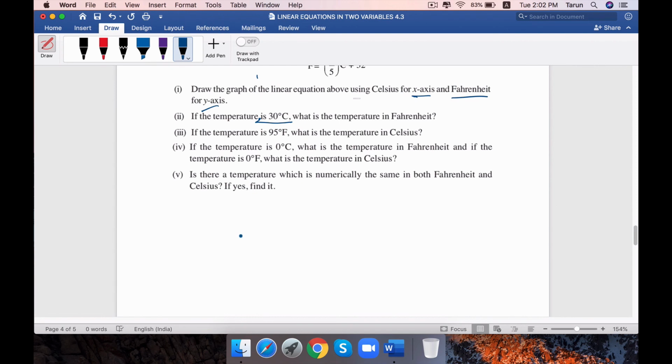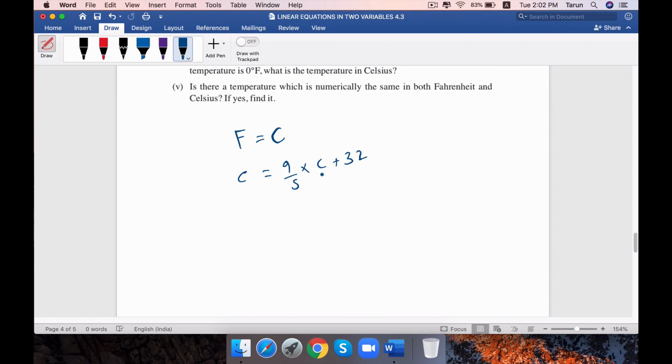For part 5, F must be equal to C. So wherever I have F, I can substitute it as C. So I should get C is equal to 9 upon 5 into C plus 32. Again, this will go to the other side, or I can send this to the other side. It's up to me. So I would prefer sending this to the other side. I will get C minus 9 upon 5 C is equal to 32. I can take the LCM here.